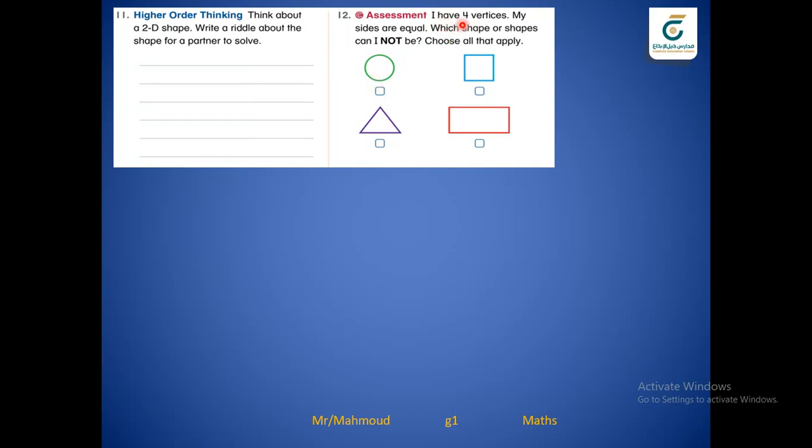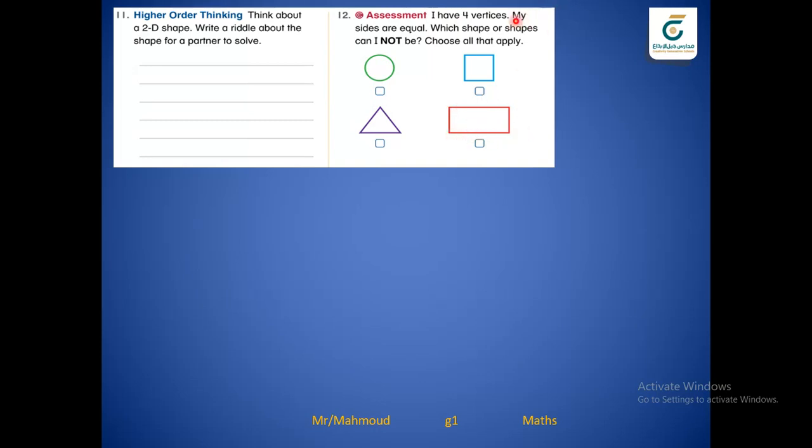I have four vertices. My sides are equal. Which shape or shapes can I not be? We have here a circle. Does the circle have 4 vertices? No. Triangle has 4 vertices? No. Rectangle has 4 vertices? Yes.